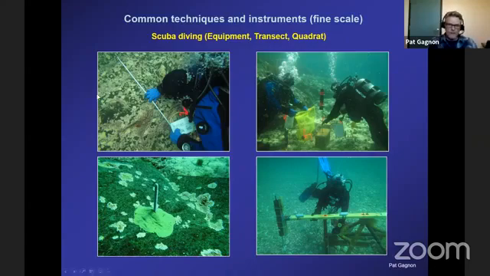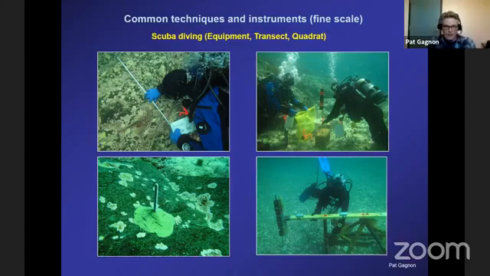What you see here is a diver laying what we call the transect. It's a line that we put on the bottom of the seabed, and we're going to measure different things along that line. We use that because it helps us to be objective in the way we measure things.